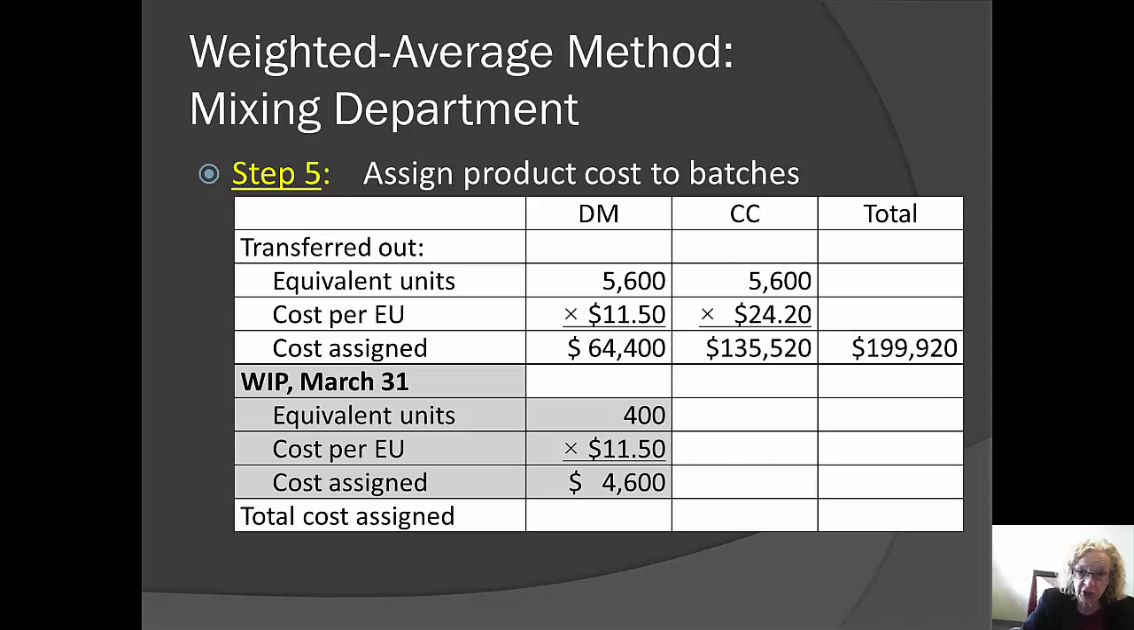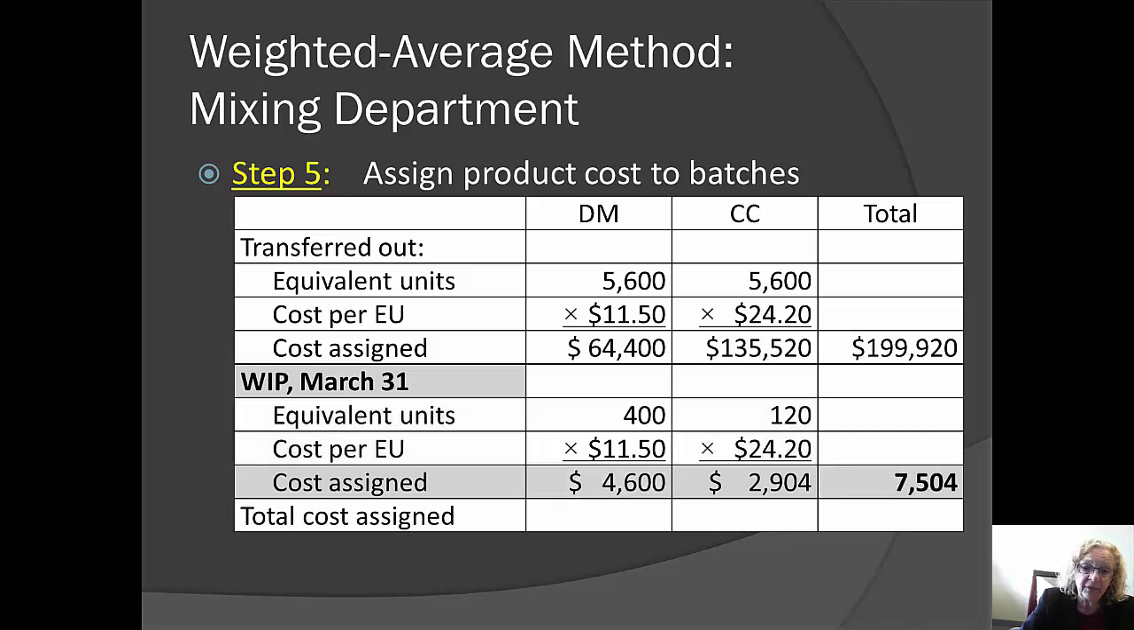Now, what about conversion costs? Those units were only 30% complete for conversion. So we already figured out that they represent 120 equivalent units for conversion times the cost per equivalent unit gives the dollar value of all of the conversion costs in those units.